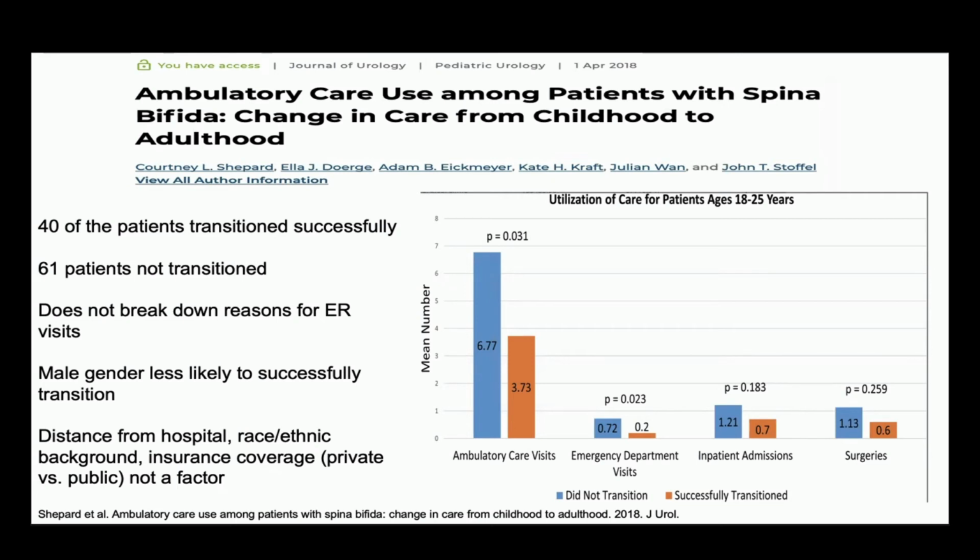So in this cohort, there's 40 patients that successfully transitioned, 61 did not. And you can see on the right side with the graphs, with blue being did not transition, across the board, doesn't matter if it's ambulatory care or emergency department visits, those that did not transition needed health services or accessed them at a much higher rate. Again, they didn't break down why they were in the emergency department. They didn't find distance from hospital or race or ethnic background or insurance coverage as a factor in their study. The only thing they found was male gender was less likely to successfully transition.